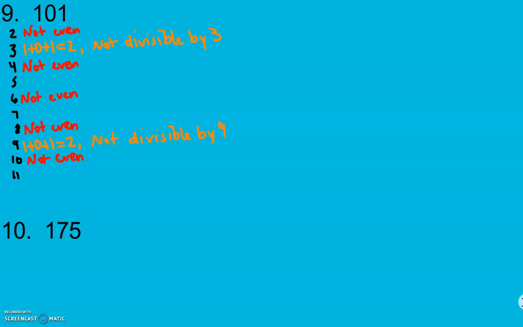101 is odd, so we know that it's not divisible by anything even. It's not divisible by 2, 4, 6, 8, or 10. We check 3. 1 plus 0 plus 1 gives me 2, and 2 is not divisible by 3. So 101 is not divisible by 3. 2 is also not divisible by 9, so it's not divisible by 9. It doesn't end in a 0 or a 5, so it's not divisible by 5. And when I divide by 7, I get a decimal.